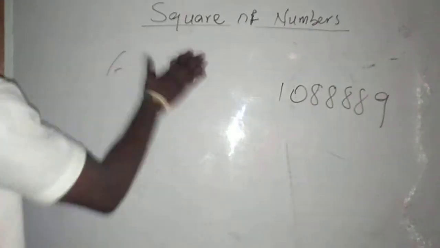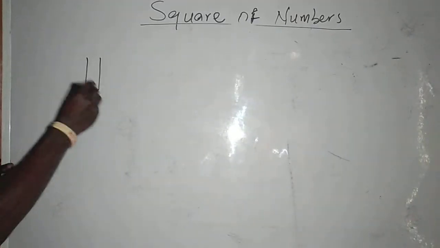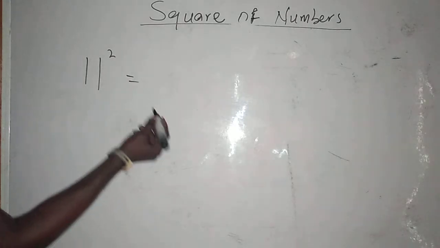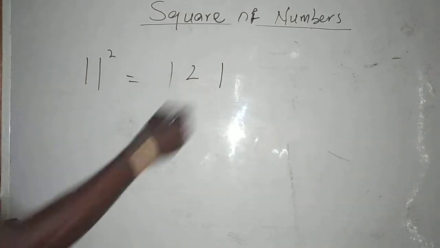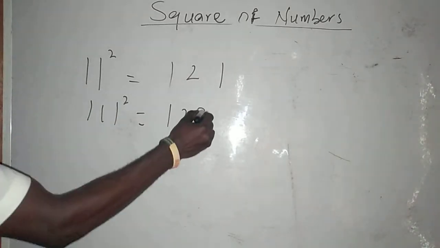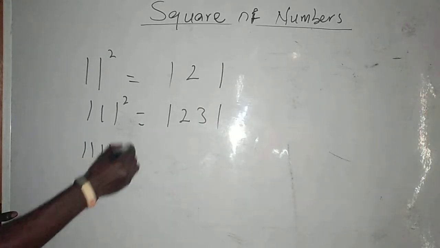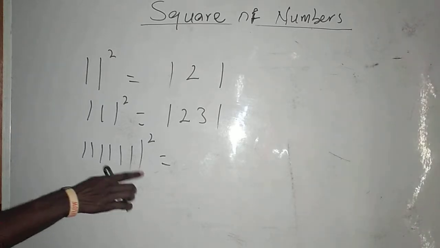Okay, let me also throw a bit of light on the number of 1 squares. 11 squared, 1 1. If I have 1 squared, it means I have no problem. I will just have 1 2 1. If it is 1 1 1 squared, it will be what? 1 2 3 2 1. If it is 1 1 1 1 1 1 1 squared, what I will just use is that 1 2 3 4 5 6 7.